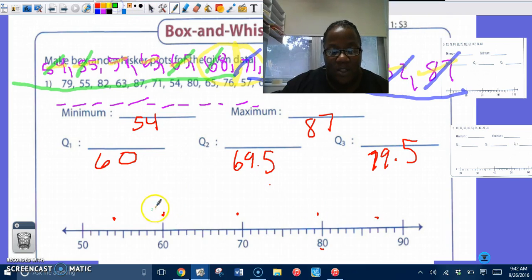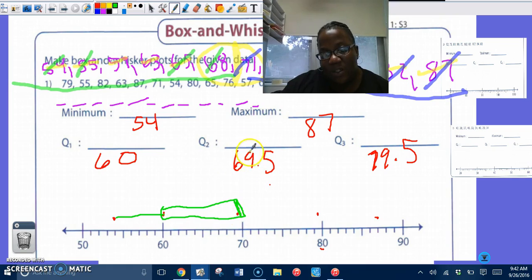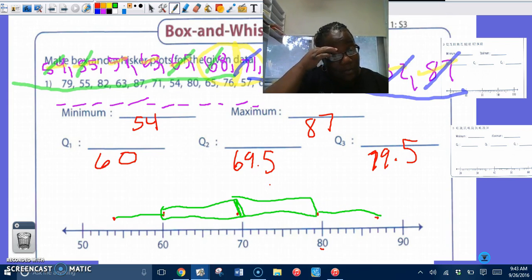Okay. Remember, your first line is your whisker connecting your minimum to your quartile 1. So it's 54 to 60. Your first box connects quartile 1 to quartile 2. Close enough. You should actually be hitting, but you get the idea. Your next box should be connecting quartile 2 to quartile 3. And then your last one is connecting quartile 3 to the maximum. Actually, it's not the box, it's the whisker. So it should look like that. Probably a lot neater than mine. It's okay if you don't draw straight lines, I understand.